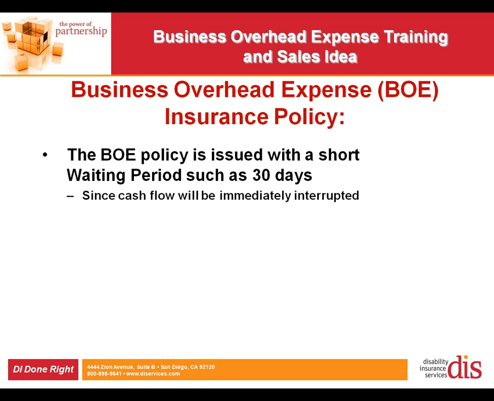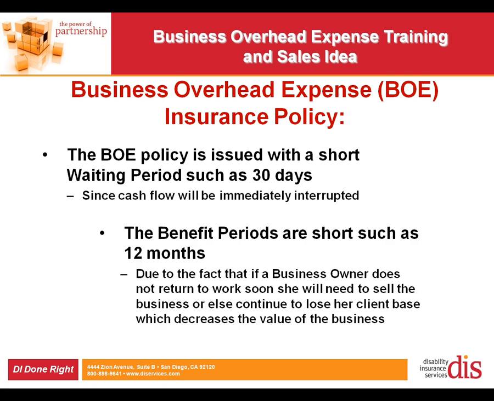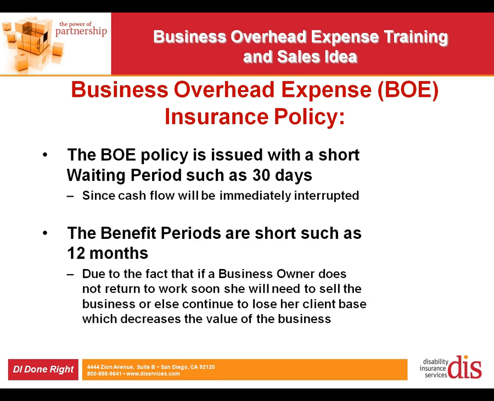There are other ones available. You could do a 60-day wait or a 90-day wait, but 30 is the most common, and that's typically what we sell and what we quote when BOE is requested.